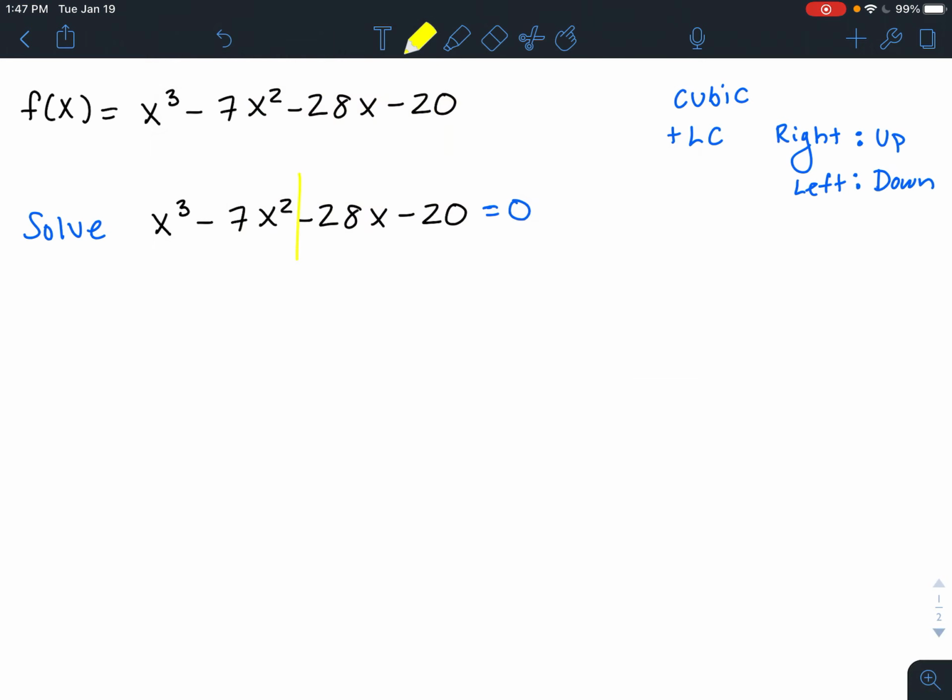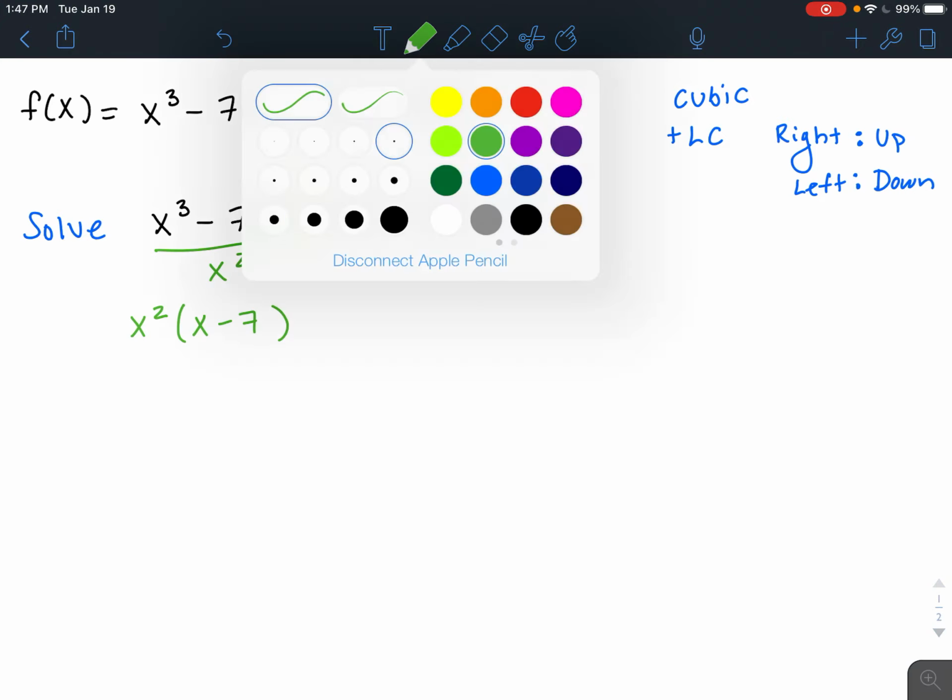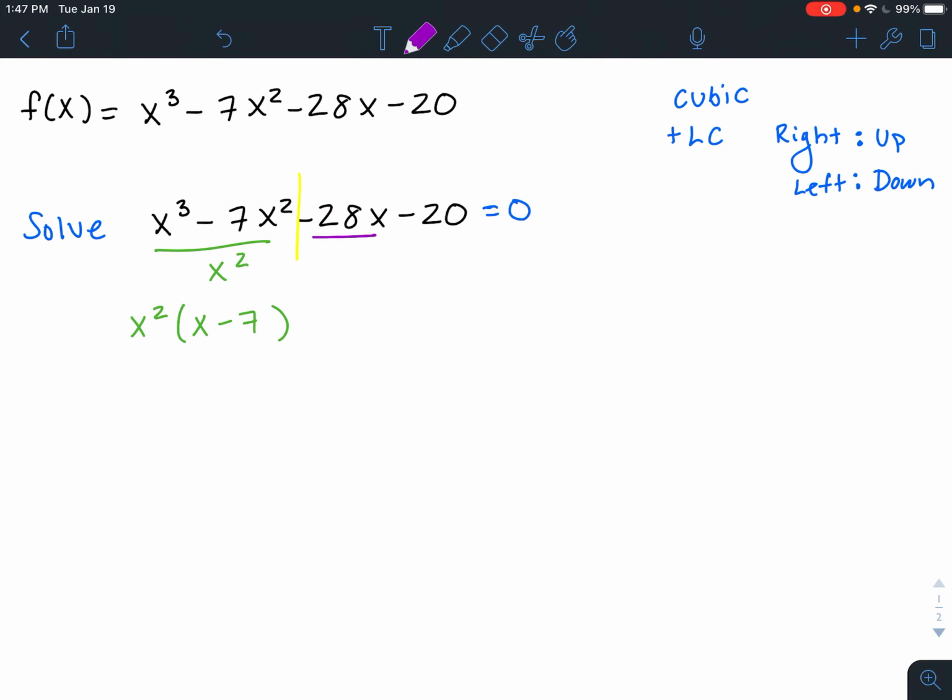So we could cut it in half, and then if we take out the GCF of both sides, I can divide this side by x squared, so we're left with x minus 7, and on the right side I can divide by negative 4, and I'm left with 7x plus 5. These two groups aren't the same, which means either I took out the wrong GCFs, which I didn't, I can't take out anything else from them, or that grouping doesn't work. So the grouping method fails here.